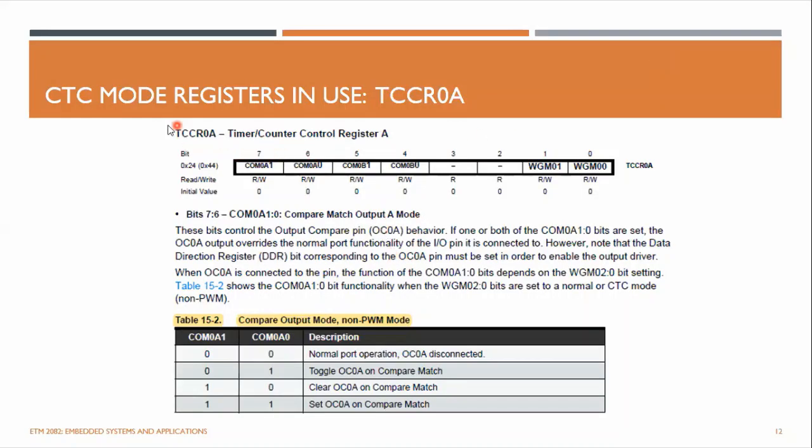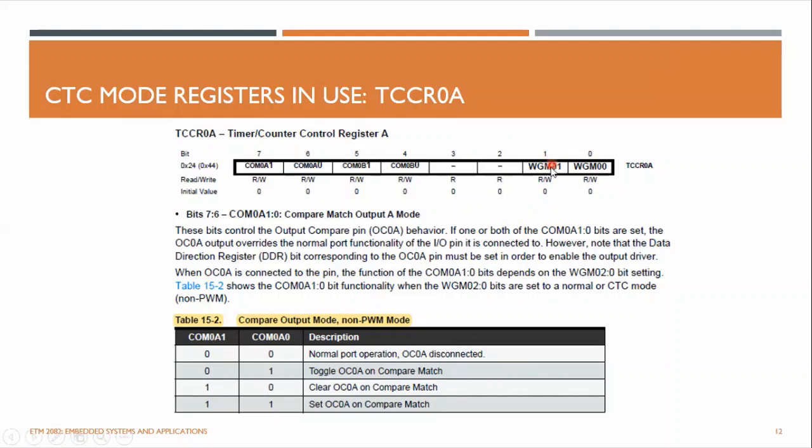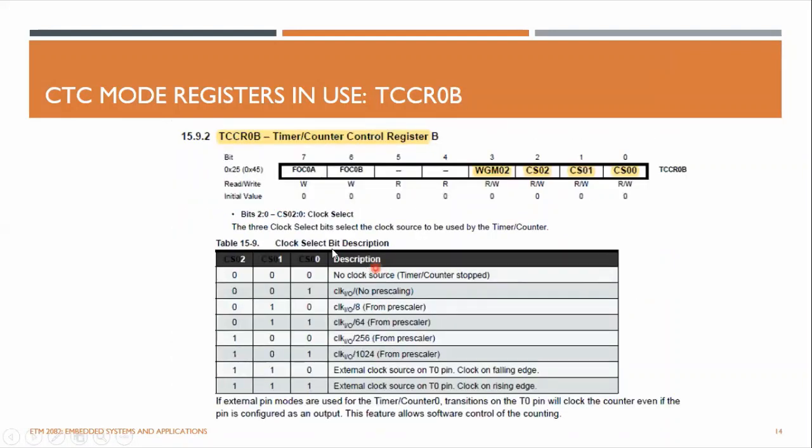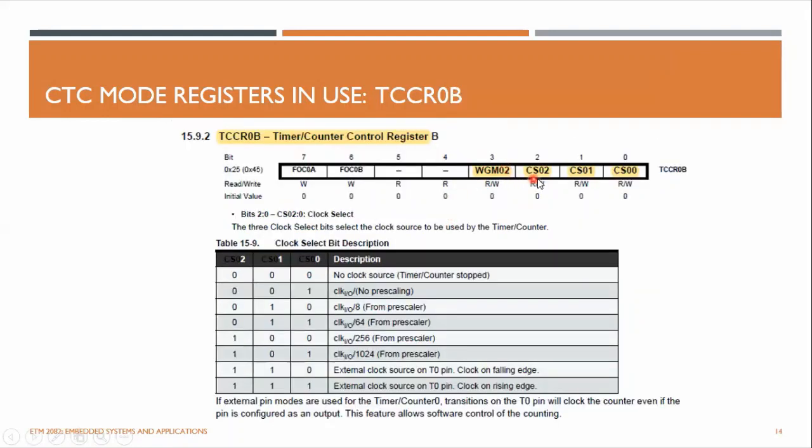So here you need to assign the TCCR0A register. If you want to toggle that pin, you have to use this one as 0 and this one as 1. And these two bits should be set to 1 and 0. And in the TCCR0B register, WGM02, we have seen it should be set to 0 for CTC mode, so it is set to 0.